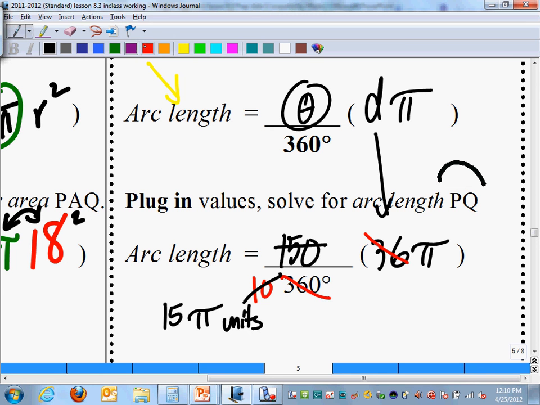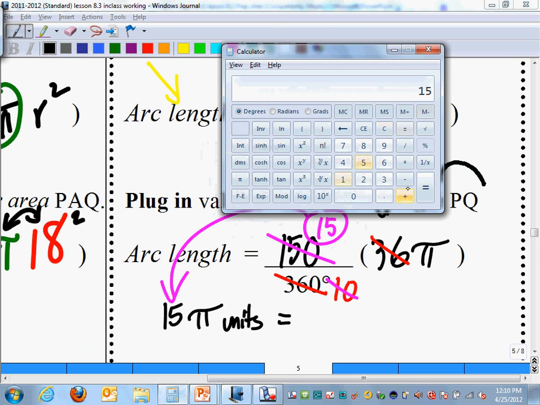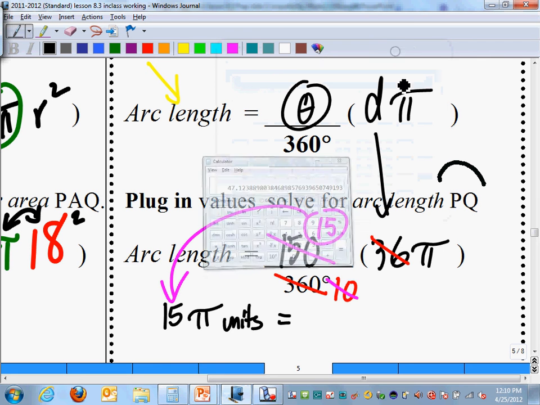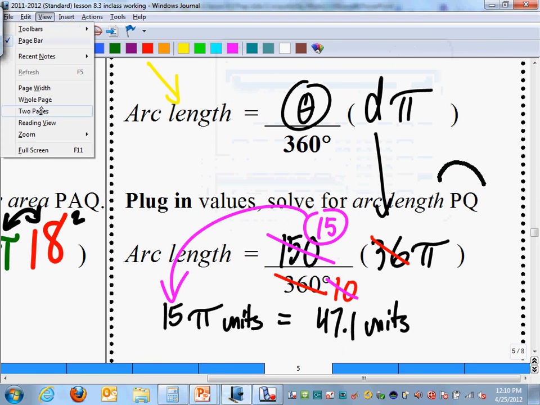I'll try it again. Take a look up here. I just canceled a bunch of stuff out. Here's the original. You guys okay with the original? Okay, watch. 36 goes into 360 10 times. Did I lose you? Then 10 goes into 150 15 times. Then we do 15 times pi. That's fine, guys, there's a dozen ways to do this. 47.1 units. That's a sample of each of them.